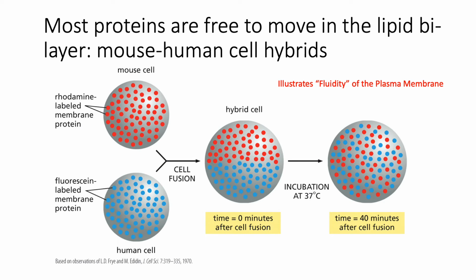But if you incubate these cells at 37 degrees, which is basically body temperature, and you let them go for 40 minutes, an hour, 2 hours, however long, and you look at that again, what you see is there's a complete and random distribution of the colors along the surface. And so the conclusion is that the membrane proteins are free to move. This is actually referred to as fluidity of the plasma membrane. Fluidity of the plasma membrane represents the fact that the lipids can move freely and the proteins, most of the proteins, can move freely.